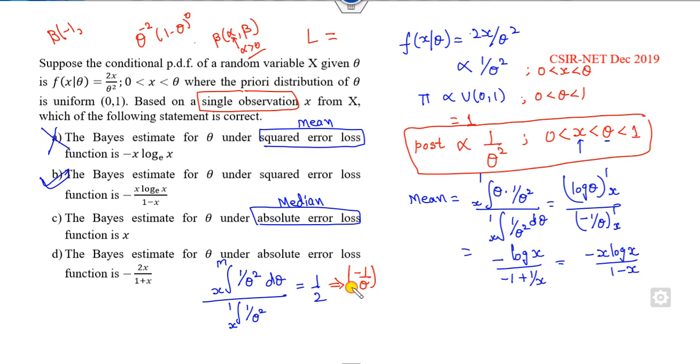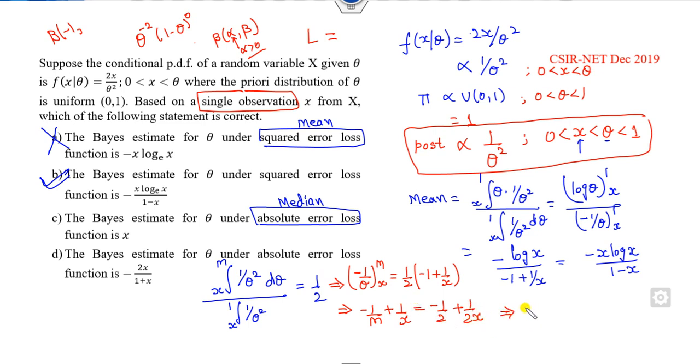Now the numerator is minus 1 over theta from x to m, and the denominator part I already computed here, minus 1 plus 1 over x. So what is that? It is minus 1 over m plus 1 over x. It will be minus 1 over 2 plus 1 over 2x. So I can take 1 by 2 here, and it will be 1 by x.